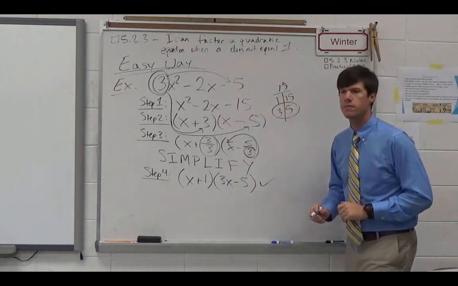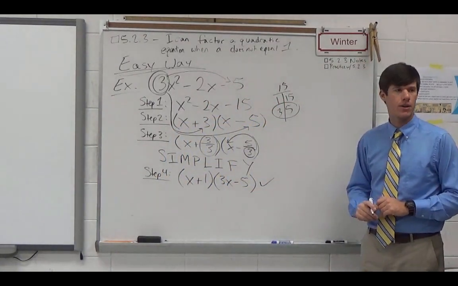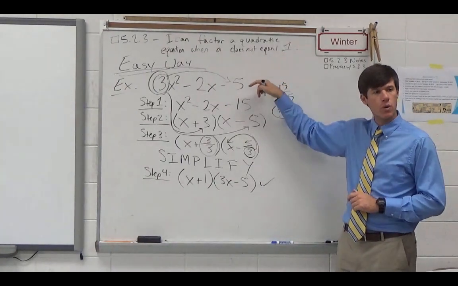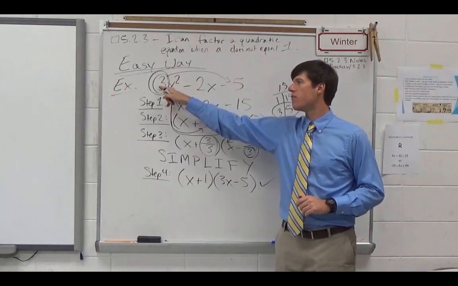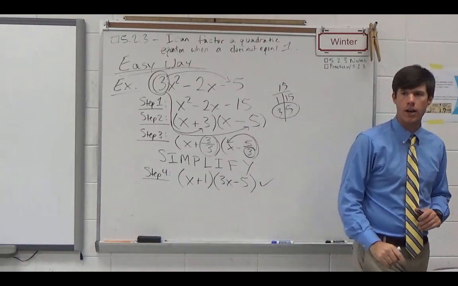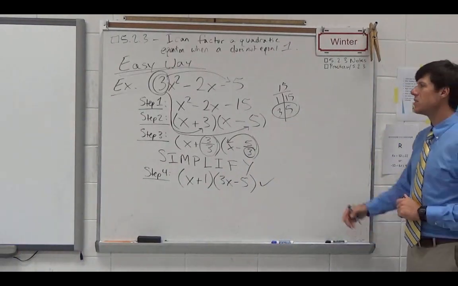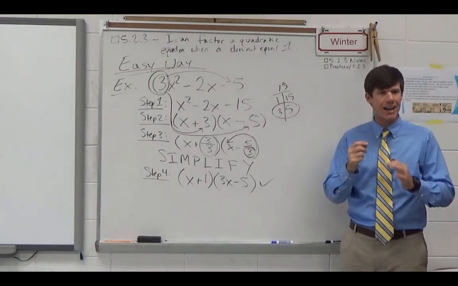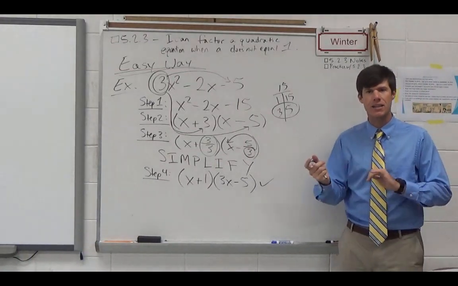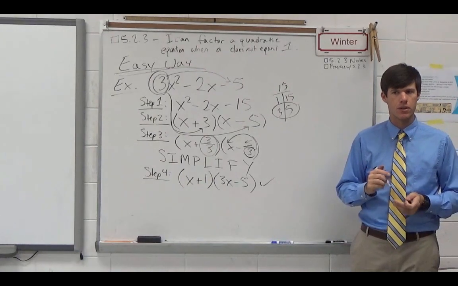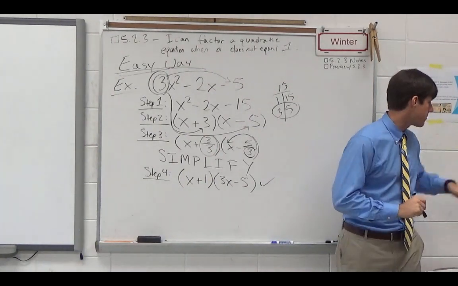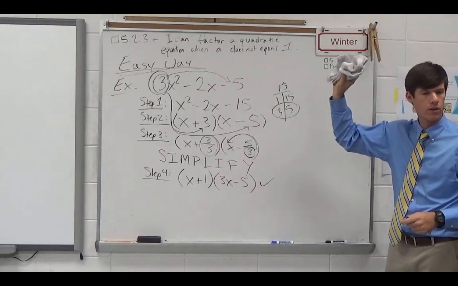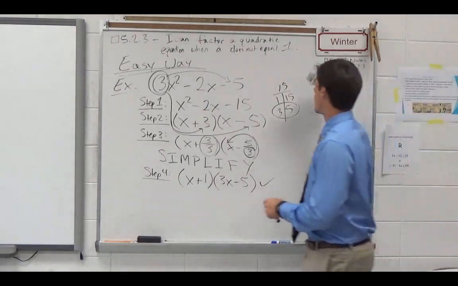Check. I'm done. I have factored a quadratic equation with a leading coefficient not equal to 1. Okay? The easy way of doing it. And you're still looking at it like, you know, I kind of see it. Kind of see it. We need to do another example. Okay? We okay? Moving on? All right.